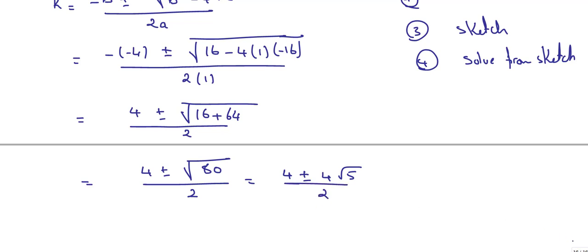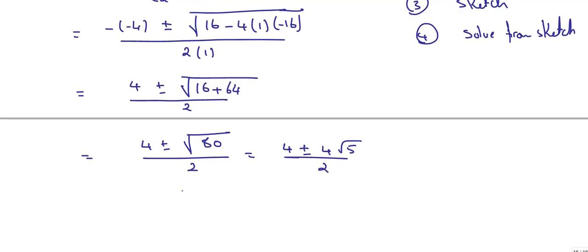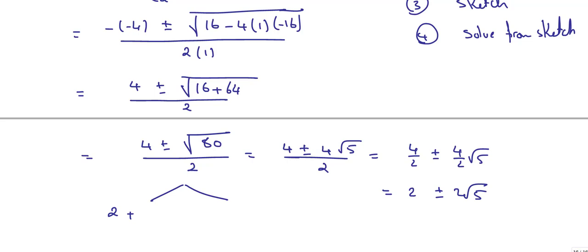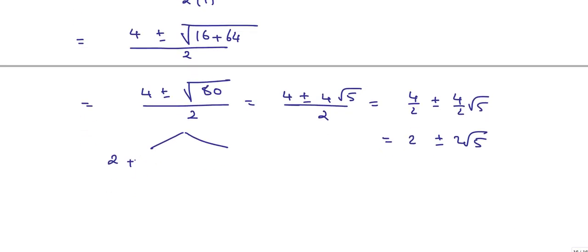Over 2. That means our two answers are: 4 divided by 2, which is 2, plus or minus. We divide the 4 by the 2 alone, and the 4 root 5 by the 2. So I have two answers: 4 over 2 that's 2, plus or minus 2 root 5. These are the two answers. One of them will be plus and one of them will be minus. Okay? This is how we do it.